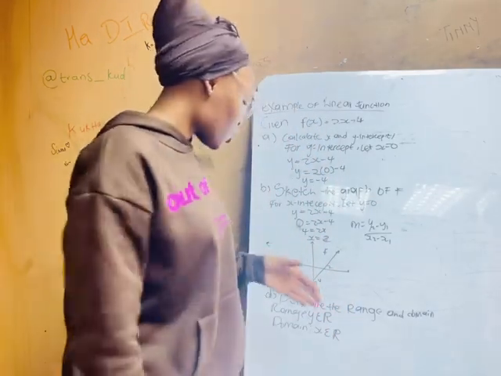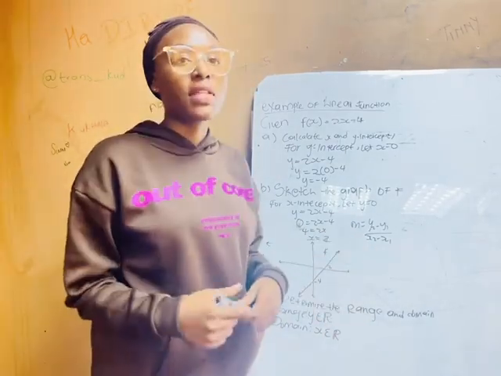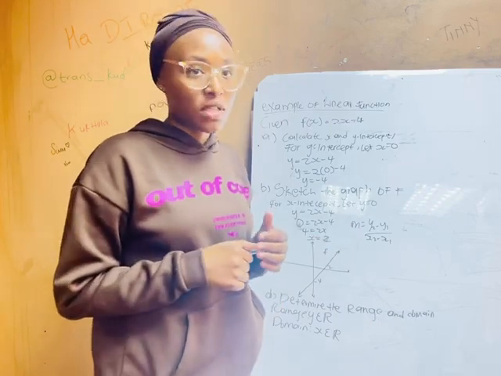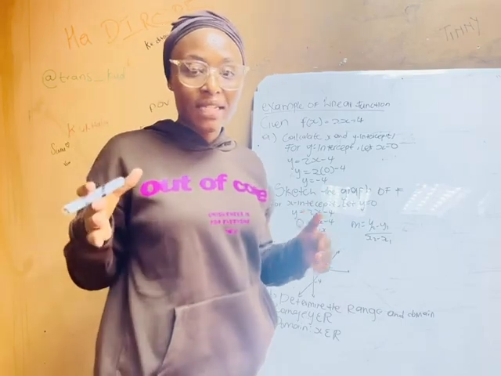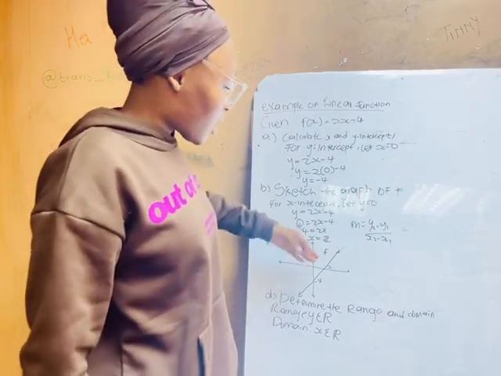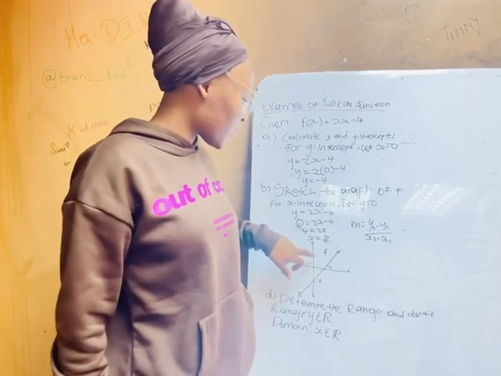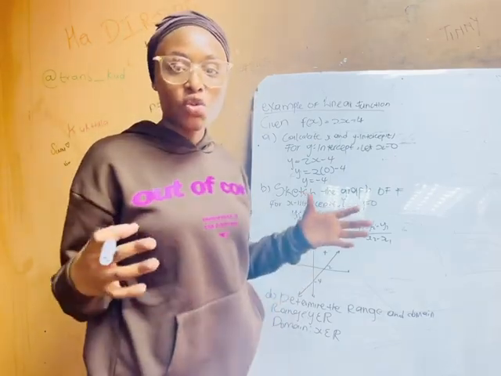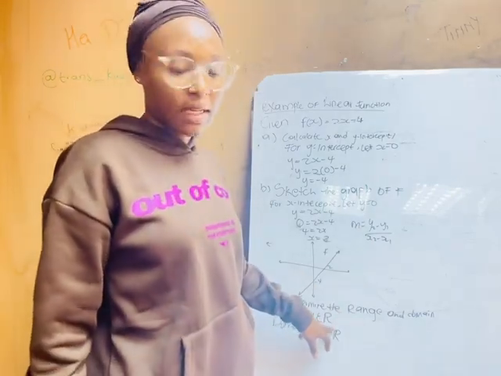And then the last question says determine the range and the domain. When we talk about the range, we're talking about the set of y values, where the graph starts and where the graph ends. But here, as you can look at our graph, the values of y which are positive and negative are already included on the graph. It means that the range will be y is an element of the real numbers.